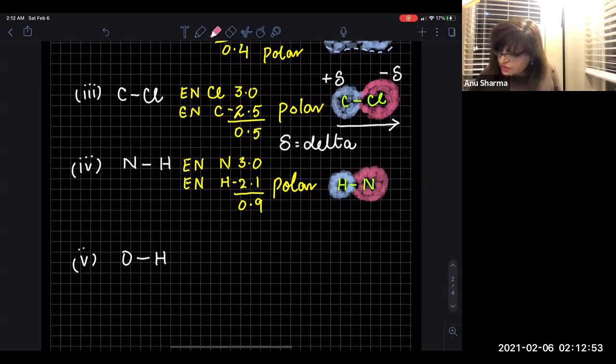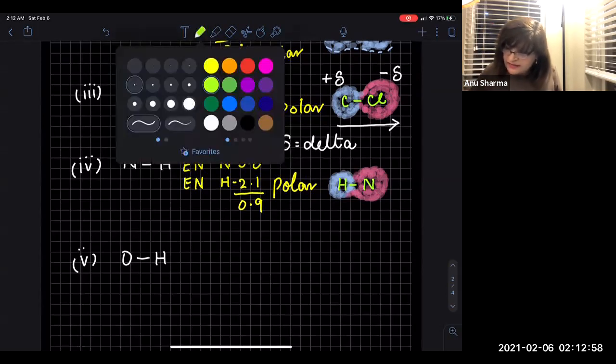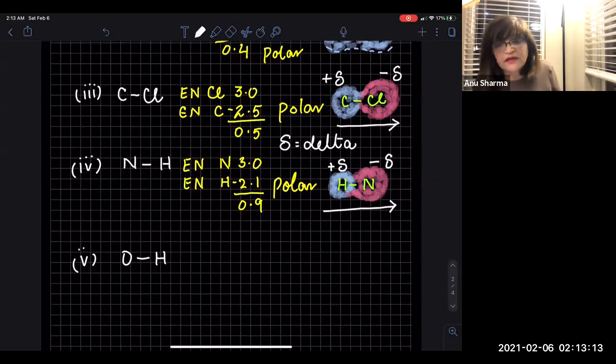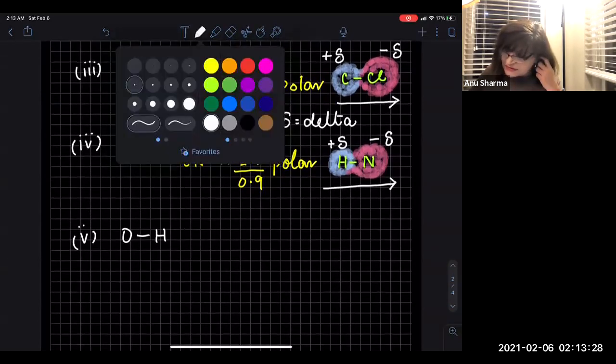And again, these are all shared, so it's not like separate clouds. No, it's shared. So we see nitrogen, being more electronegative, pulls the electron clouds towards itself and develops a slight delta negative sign, meaning a slight negative charge. Hydrogen is delta positive, meaning a slight positive charge, but the electrons are skewed more towards nitrogen. That is why we draw the arrow that way. So this is definitely a polar bond.